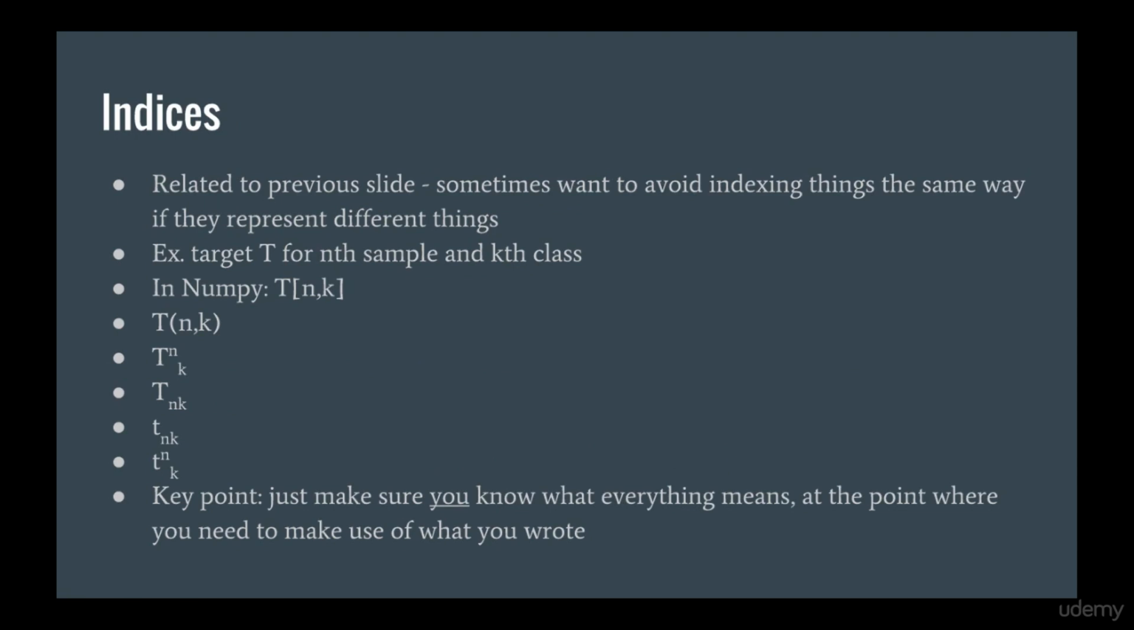Related to the previous slide, we may or may not put indices in different places if they represent different things. For example, if we're looking at a target t, specifically for the nth sample in the kth class, we can represent this in several ways.